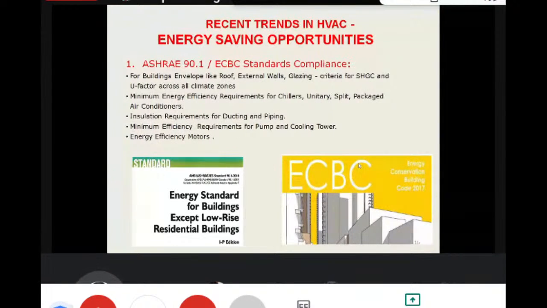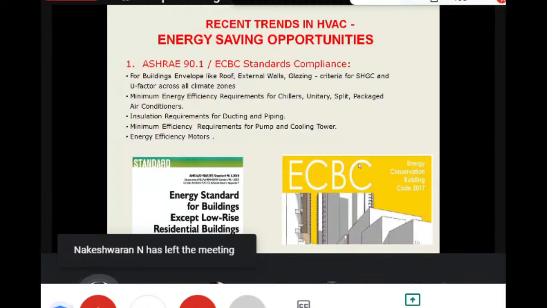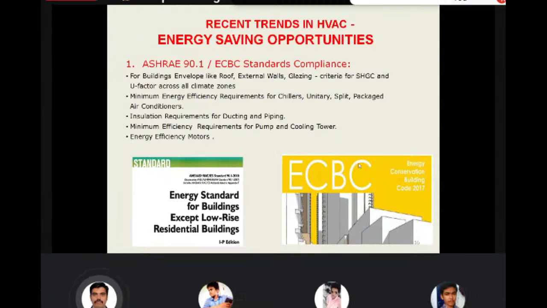And minimum, as I said earlier, there are minimum energy efficiency requirements for the bigger equipment, the big guys: chillers and unitary equipment. Unitary is like your window AC or room ACs and packaged air conditioners. So there are requirements. And insulation for ducting and piping. We have seen the air handling unit, which sends the air to the conditioned spaces via ducting. So these ducts should be insulated.